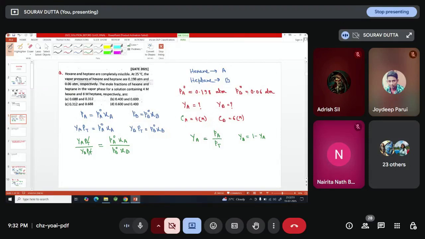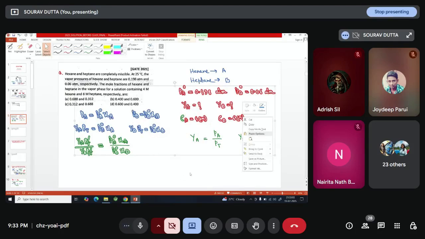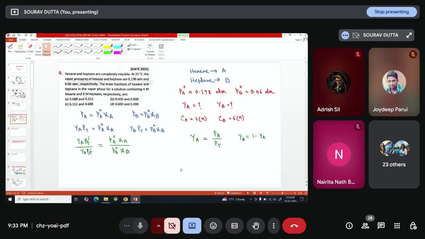But some information is given to you. The concentration of A in the liquid is 4 molar, the concentration of B in the liquid is 6 molar. That is sufficient for you.